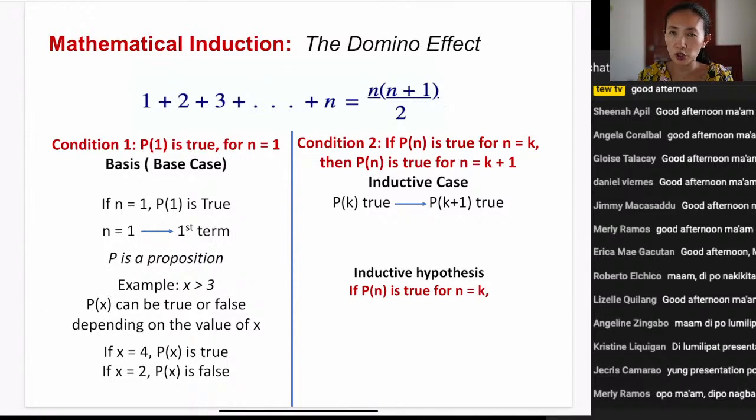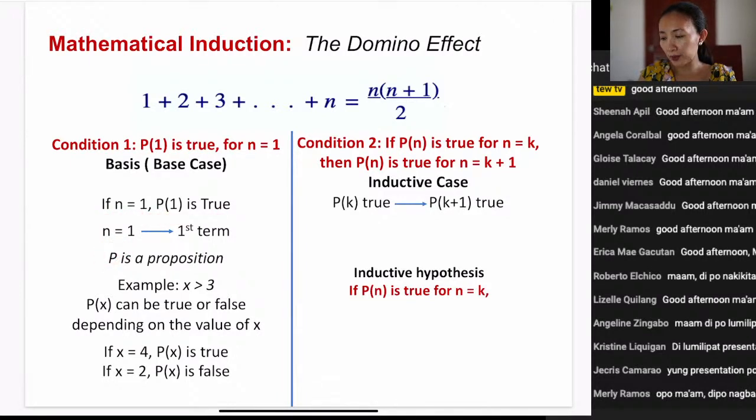The first condition, P of 1. P here is a proposition, that proposition or that conjecture which you would like to test. P of 1 is true for n equal to 1. This is called the base case or the basis. Check whether the statement or the formula or the theorem or that conjecture holds for n equal to 1, wherein n is the first term. So if n is equal to 1, P of 1 should be true.